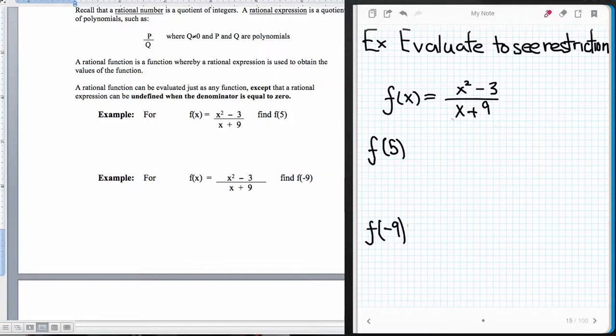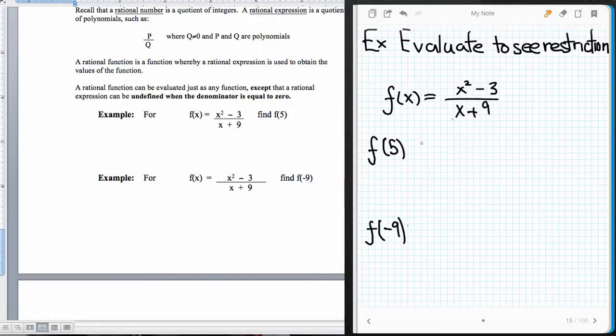And as a result, because the denominator can't be equal to 0, what we end up with are these things called restrictions. So we're going to take a look at the restrictions of a rational expression or a rational equation based upon an example here.